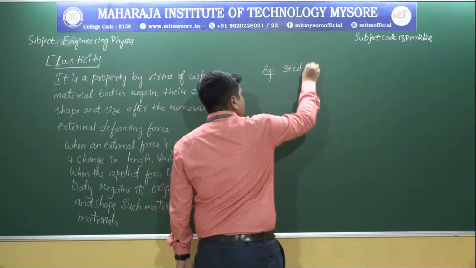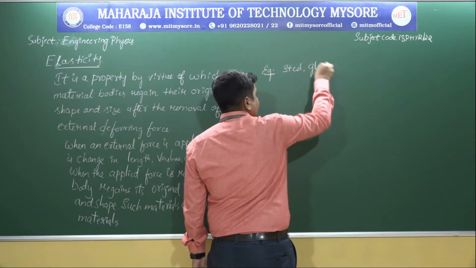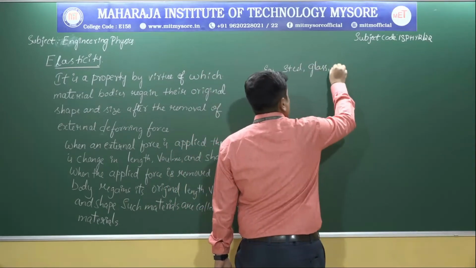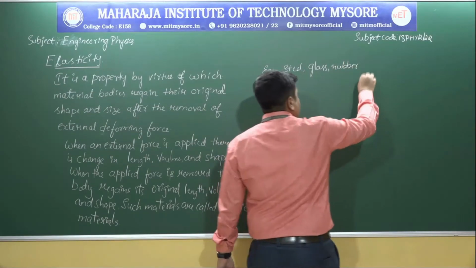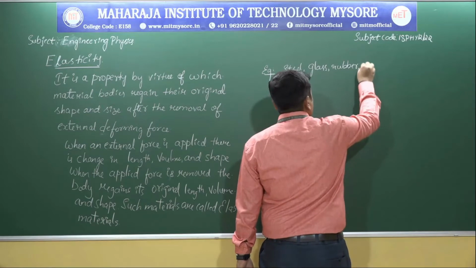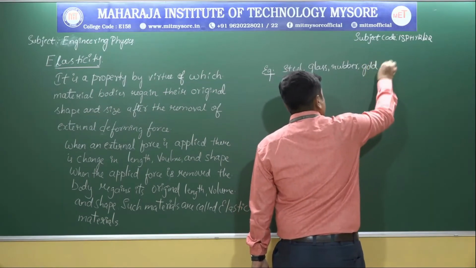Examples are steel, glass, rubber, gold.